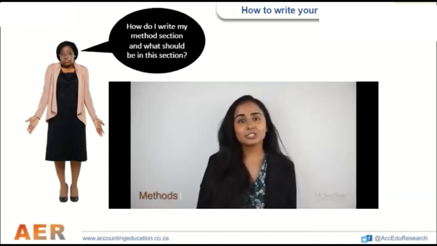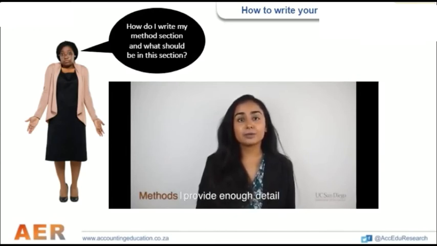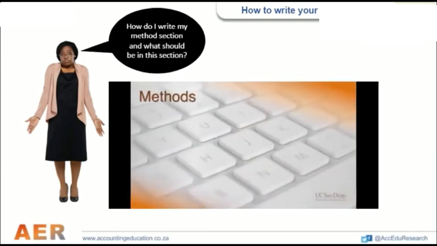The method section describes everything that was done in a study. You should include enough detail that another researcher could read that section and completely replicate your research. Most method sections include at least 4 types of information.